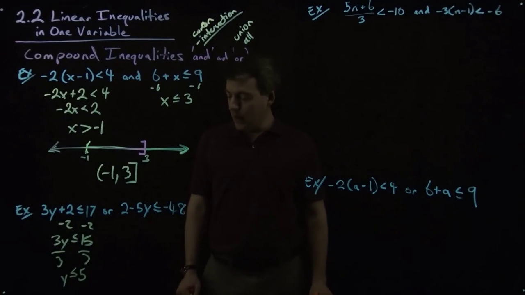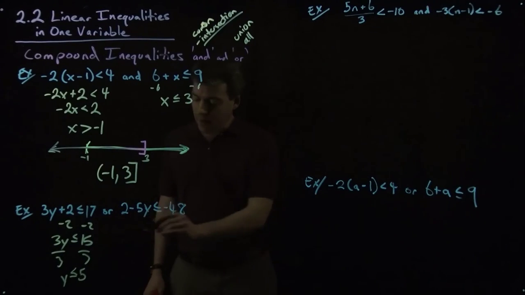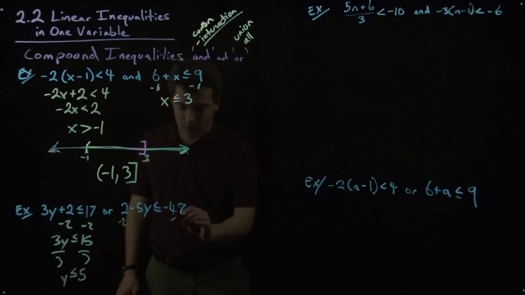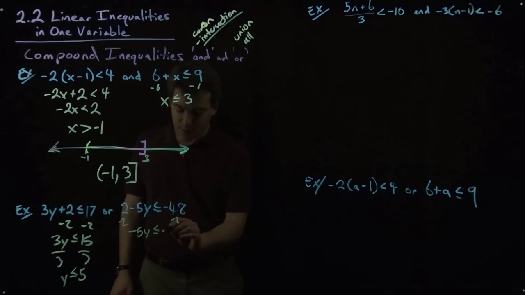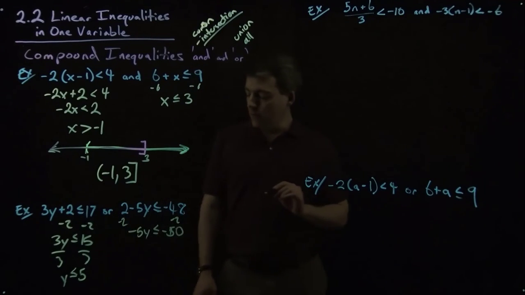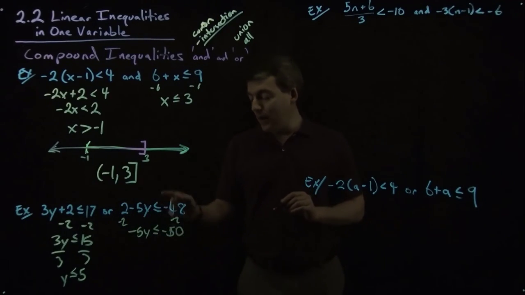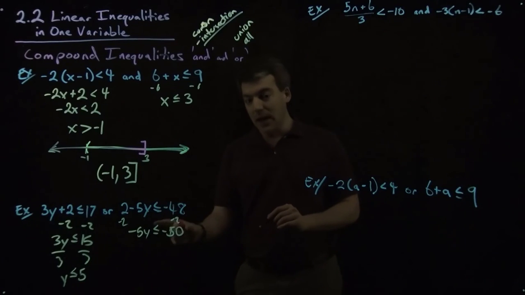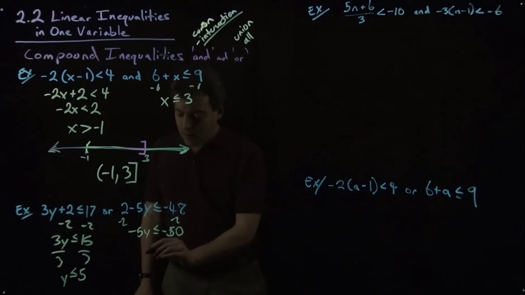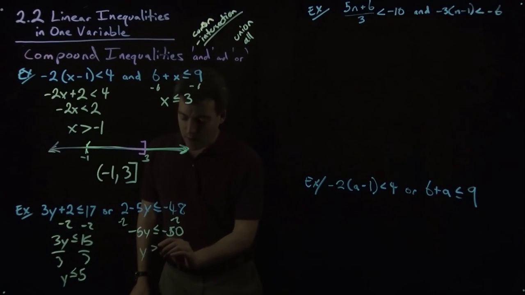Good. Okay, over here we need to subtract the 2. So we have negative 5y less than or equal to negative 50. And now we need to divide by negative 5. But to do that, we have to switch the inequality symbol because we're dividing by a negative number. So we'll have y greater than or equal to 10.